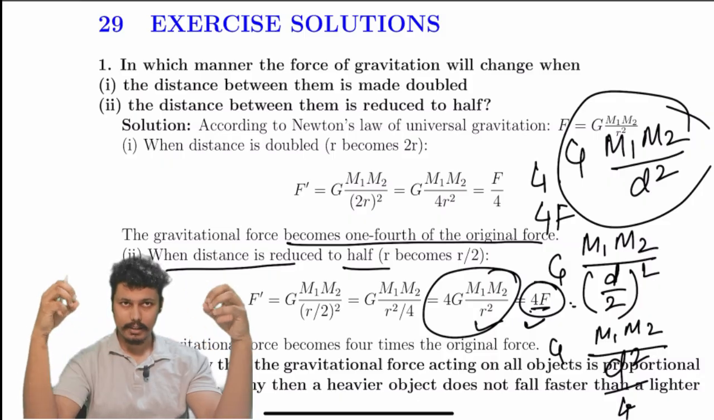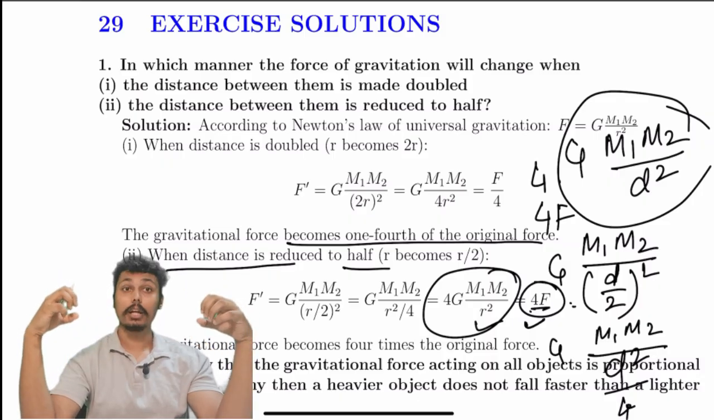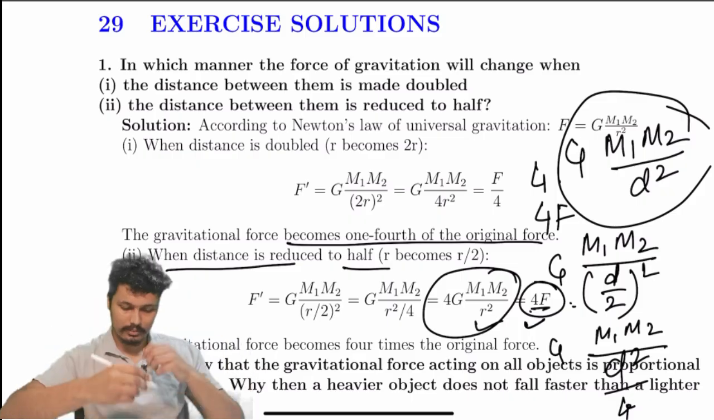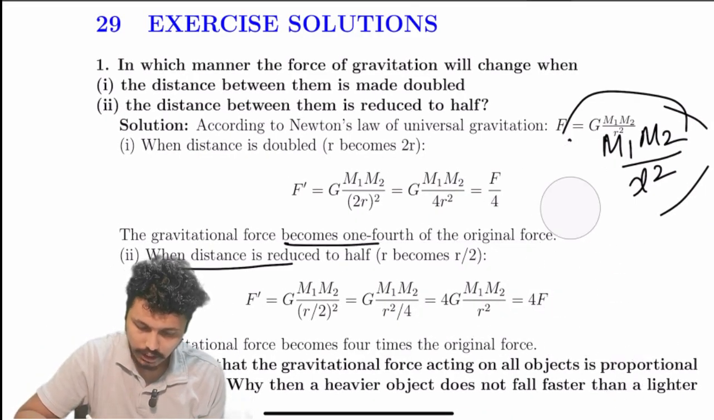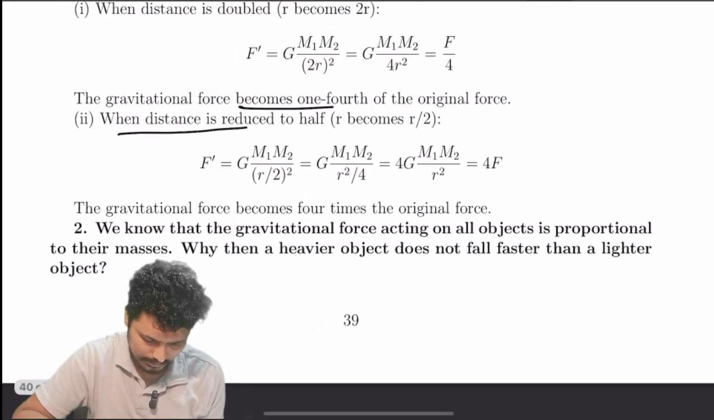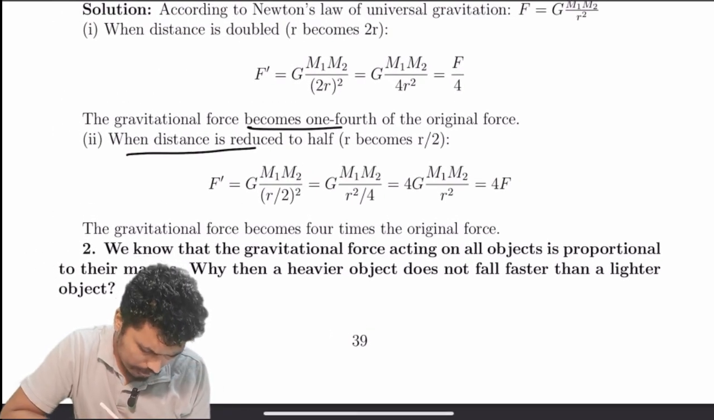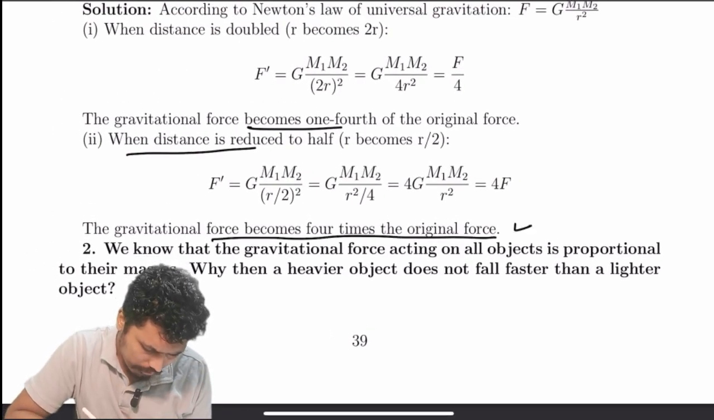Distance is doubled, then force will be divided by 4. I've shown the calculation here. I hope you can understand. So the gravitational force becomes 4 times the original force.